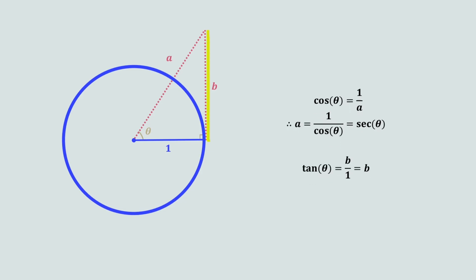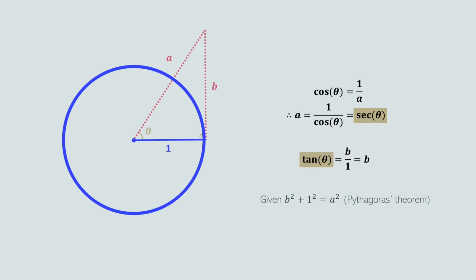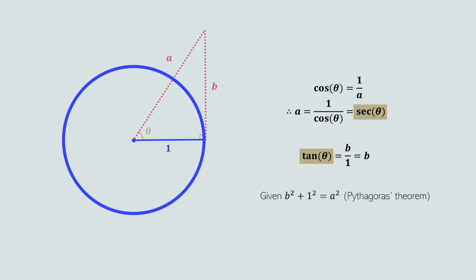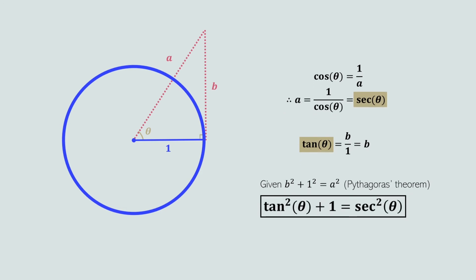Tangent theta is opposite side over adjacent side, so tangent theta equals B. That means the hypotenuse is secant theta, and the remaining side length is tangent theta. By Pythagoras' theorem, B squared plus 1 squared equals A squared. This gives us tangent theta squared plus 1 equals secant theta squared.